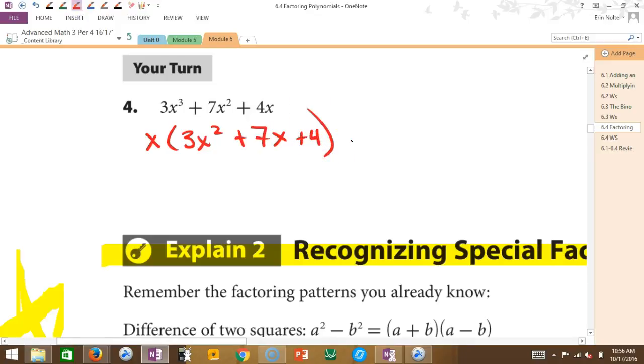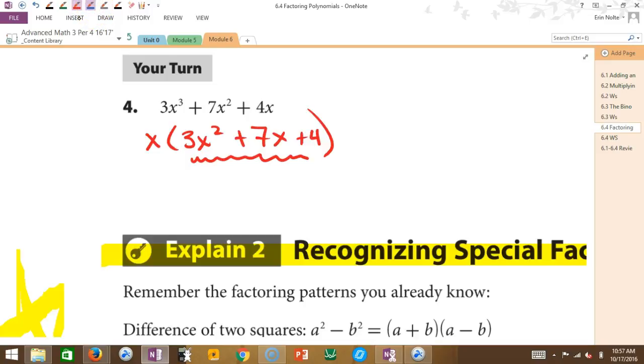Now, I am not finished because I have a linear term and then I have a quadratic. You always need to check to see if anything can be factored further. Do you see the quadratic that I'm left with here? Can I factor that further? Which method would I try to use to see if it is factorable? The not so easy method, right?